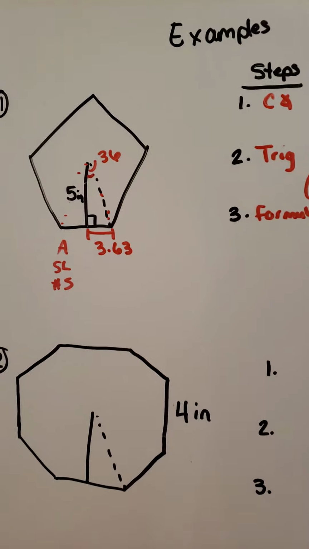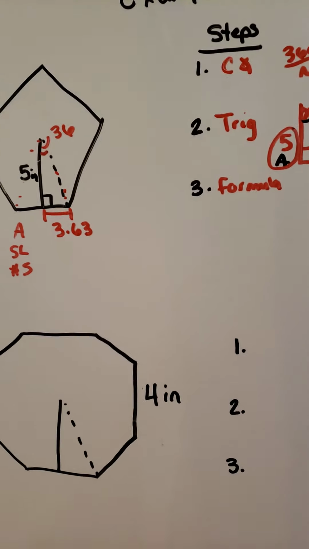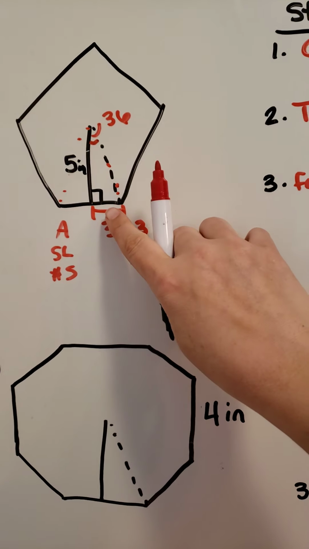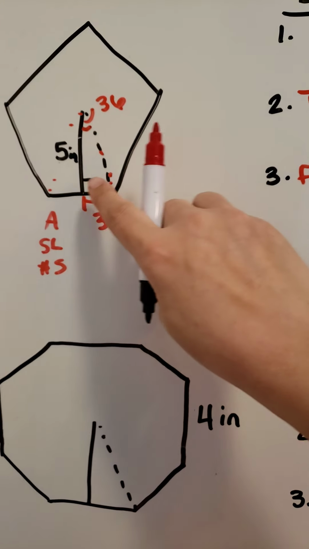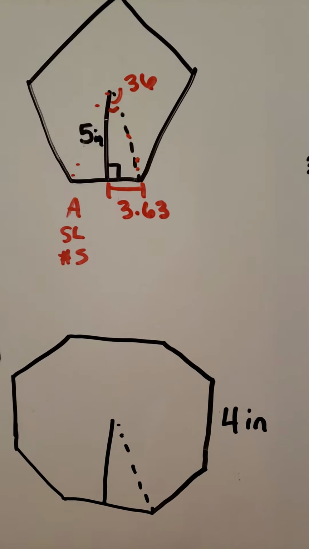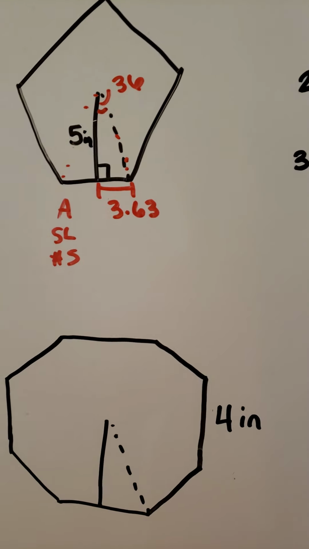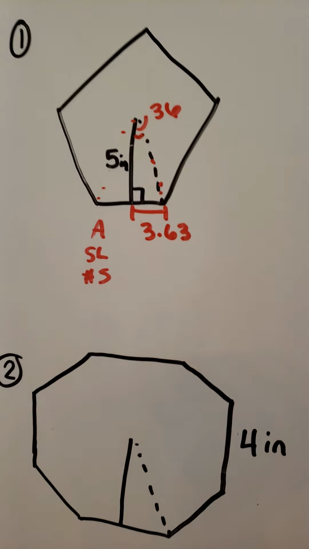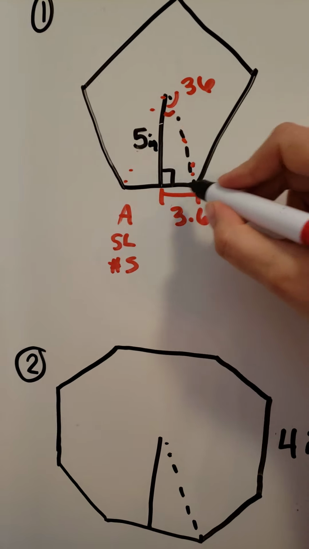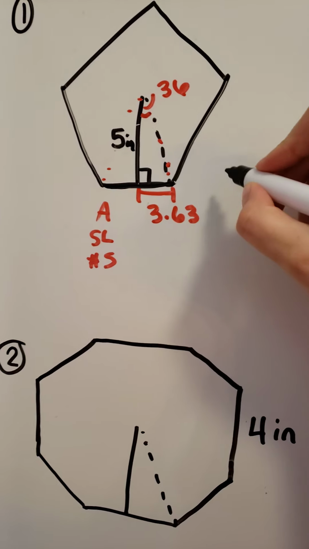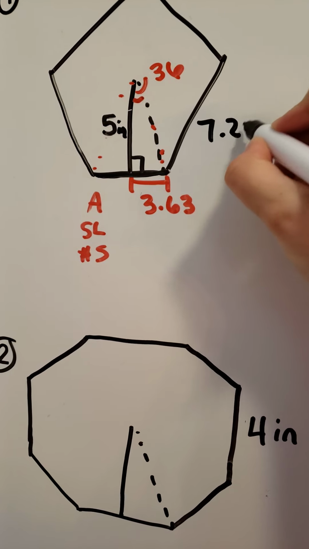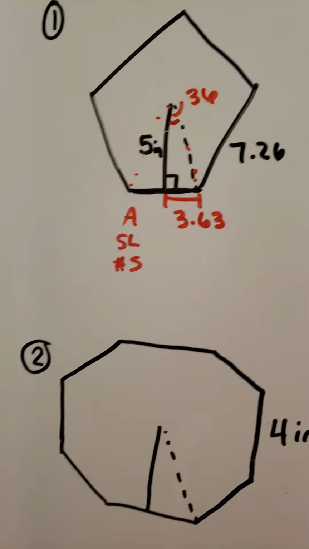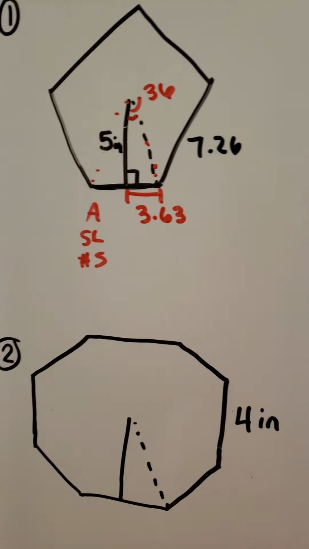Now, what good does that do us? Once we know the value of this little chunk right here, we can double it to get our side length. 3.63 doubled is going to be 7.26. So you know that this total side length is 7.26. If this is 7.26, so is this one, this one, this one, this one. That's why I wrote it there, so it's not so cluttered.